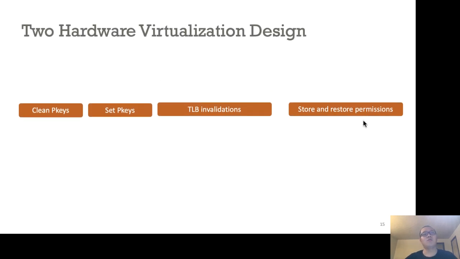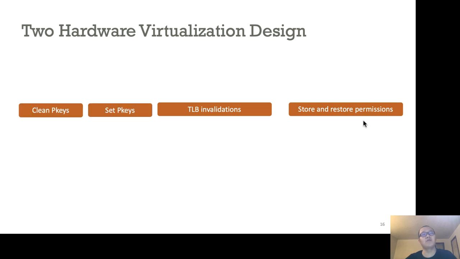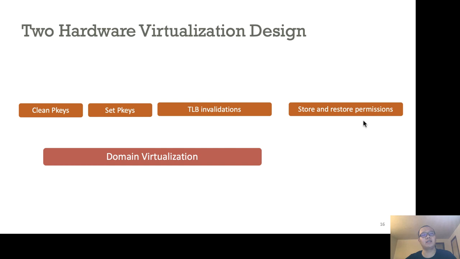And we propose two hardware virtualization designs. The first is called MPK virtualization, which will remove the first two steps to achieve an efficient virtualization. And then we have a more aggressive virtualization called domain virtualization. It basically further removes the TLB invalidation for remapping.